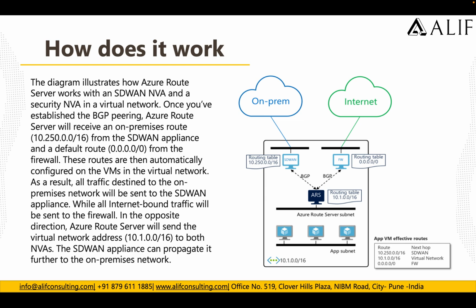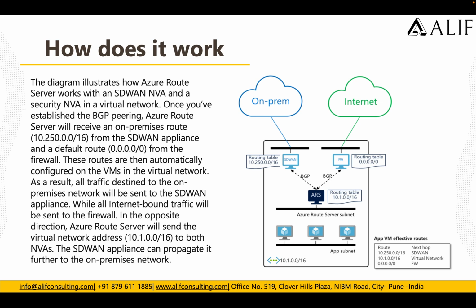As a result, all traffic destined for on-premises will be sent to the SD-WAN appliance, while all the internet traffic will be sent to the firewall. In the opposite direction, Azure Route Server will send the traffic from the virtual network to both NVAs, and the SD-WAN appliance can propagate it further into the on-premises network.